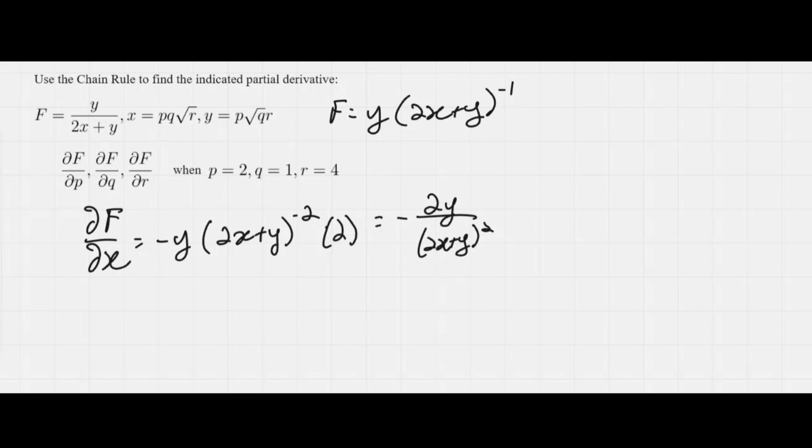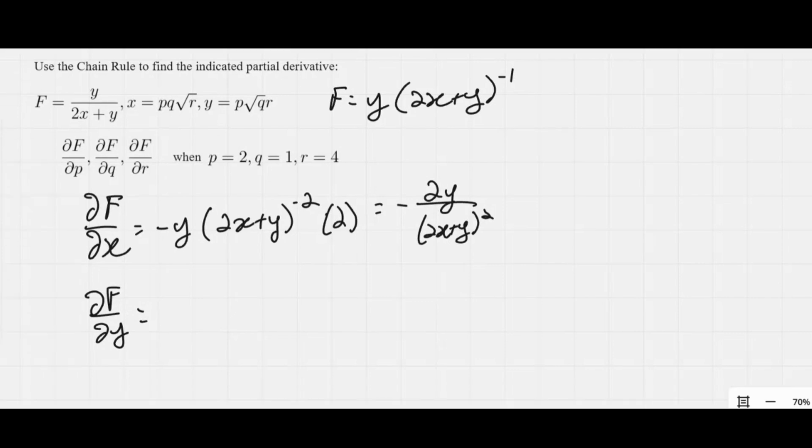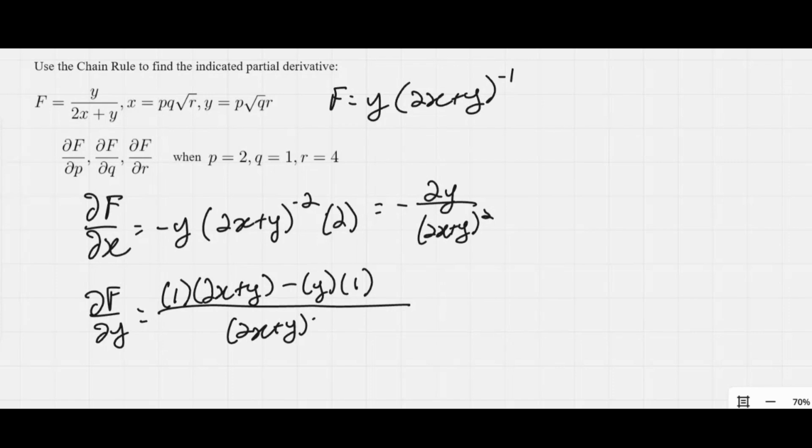Now we have to do the partial of f with respect to y. This is going to look a little bit different, because now we're probably going to have to use quotient rule, because we have y on top and 2x plus y on the bottom. So I think the best route here would be quotient rule. First we find the derivative of the top, and that's just going to be 1. We keep the bottom the same, so we have 2x plus y, and that's subtracted from y times the derivative of the bottom, which is just 1 again, over (2x plus y) squared.